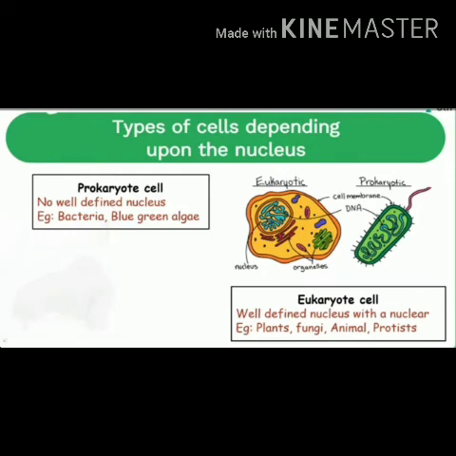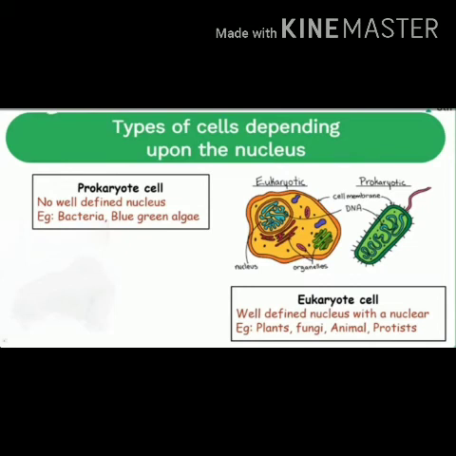Whereas in a eukaryotic cell, eu means true and karyon means nucleus. So if the cell contains a nucleus with a nuclear membrane, that is actually a true nucleus. With the nuclear membrane, and the genetic material present inside it, such a cell is called a eukaryotic cell.